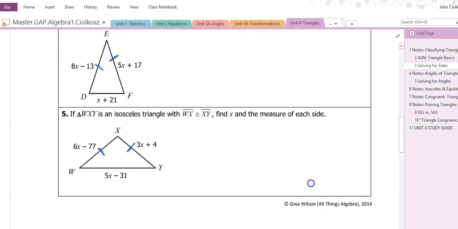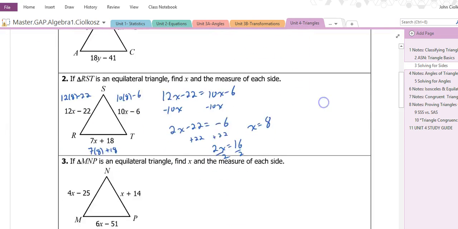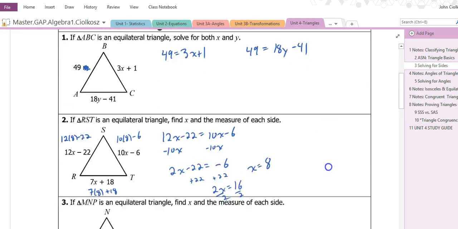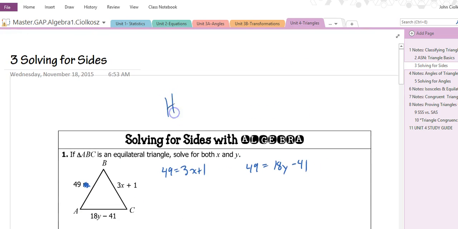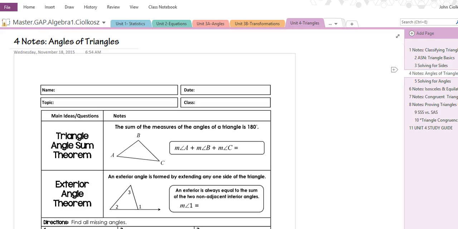And you know what? For this one, let's just focus on numbers 1 through 5. The rest you're welcome to do, but I'm only checking just 1 through 5. Once you've completed that, you can go ahead and move on to 4.